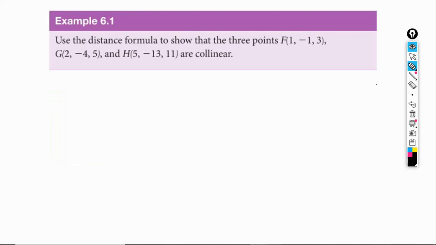Very well, so here we are with example 6.1, where they ask us to use the distance formula to show that 3 points F, G, and H are collinear points. So what are 3 points that are collinear? Collinear means that they have to be on the same line. So if I have point F, and this is point G, and this is point H, if they are collinear, it means that they lie on the same straight line.